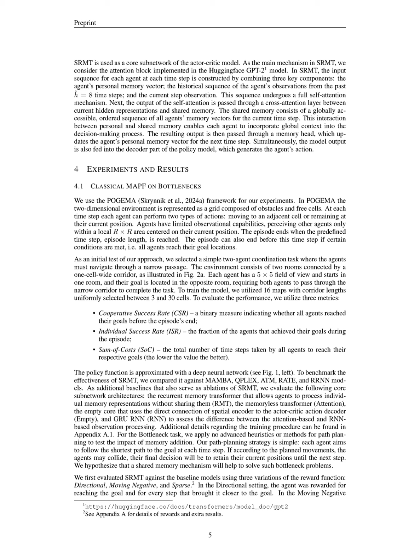This input sequence undergoes a full self-attention mechanism, allowing the agent to process its information effectively. Next, the output from the self-attention layer is passed through a cross-attention layer that integrates the current hidden representations with the shared memory, which consists of a globally accessible sequence of all agents' memory vectors. This interaction enables each agent to incorporate global context into its decision-making process. Finally, the updated personal memory vector is generated for the next time step, and the model output is used to determine the agent's action, thus completing the cycle of reading from and writing to the shared memory.